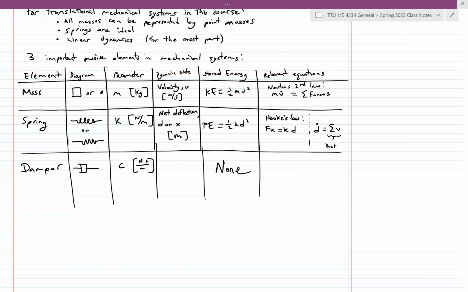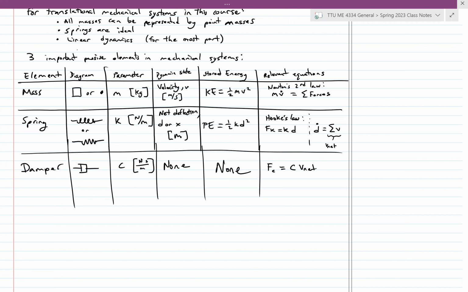Dampers do not store energy, right? They dissipate energy. Dampers are like friction, right? Like drag. They are there to take mechanical energy and shift it into thermal energy, right? So therefore, if we don't have any stored energy, we don't have any state associated with it either, right? Simple, right? Dampers, just like resistors in the electrical world, do not store energy. They are there to turn it into thermal and throw it away, right? They are inefficiencies, right? Relevant equation, the force of a damper is going to be C times the net velocity, right?